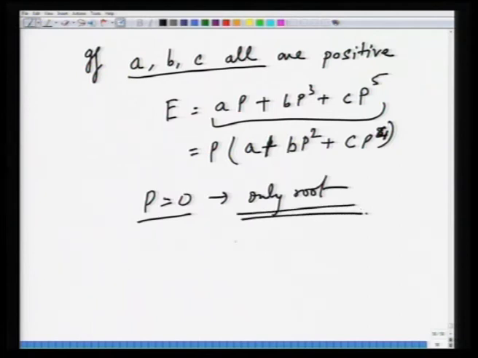And this determines the state. If P is equal to 0 is the only root at del G by del P is equal to 0, then this refers to the state which is called a paraelectric state of the material.